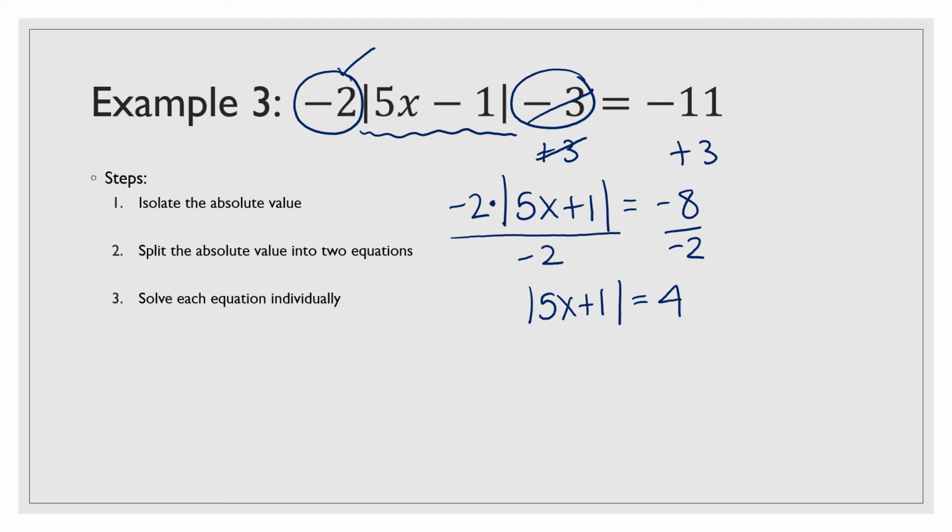Now that we have the absolute value by itself, we can then split it up into our 2 different equations. So we drop the absolute values in the first equation, and then we drop the absolute values in the second and take the opposite of the number that it's equal to. So in this case, negative 4.